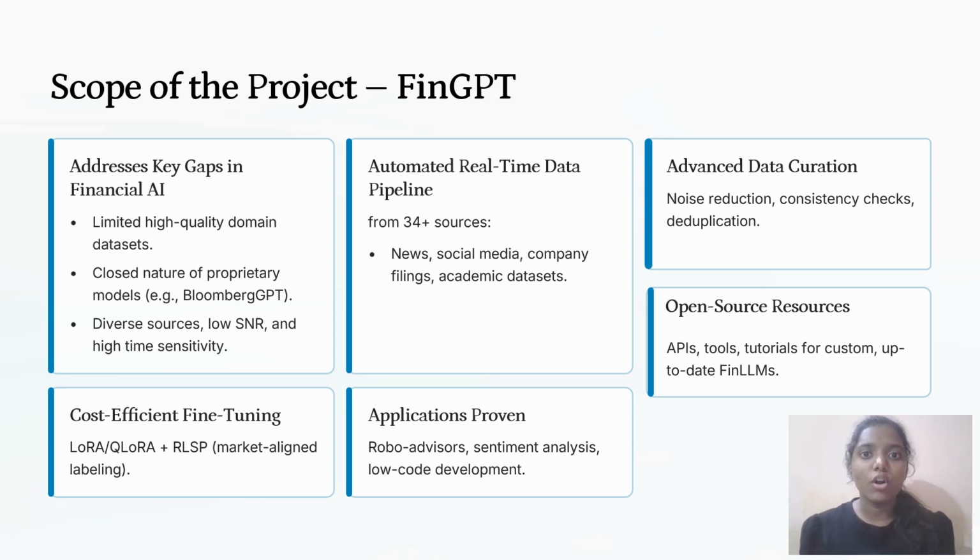We solve this by automating a real time data pipeline over 34 diverse sources like news, social media, company filings, and applying advanced data curation for quality using LoRA or QLoRA plus RLSP. We are fine-tuning the models cost efficiently, making them suitable for applications like robo-advisors, sentiment analysis, and low-code tools.